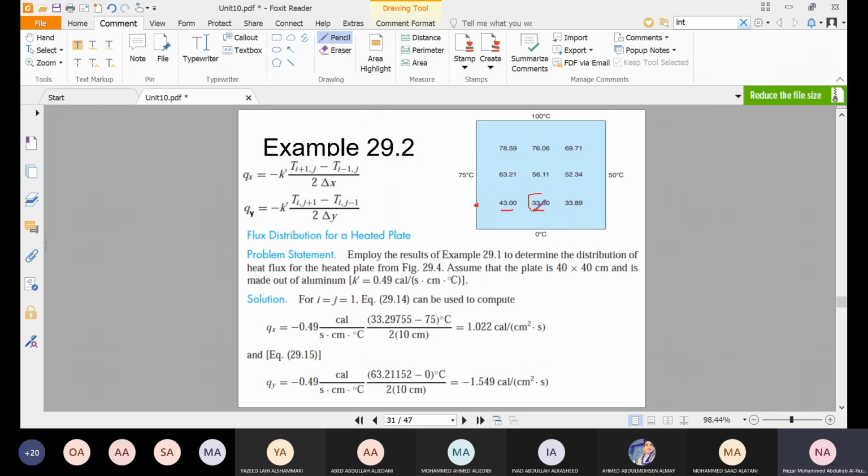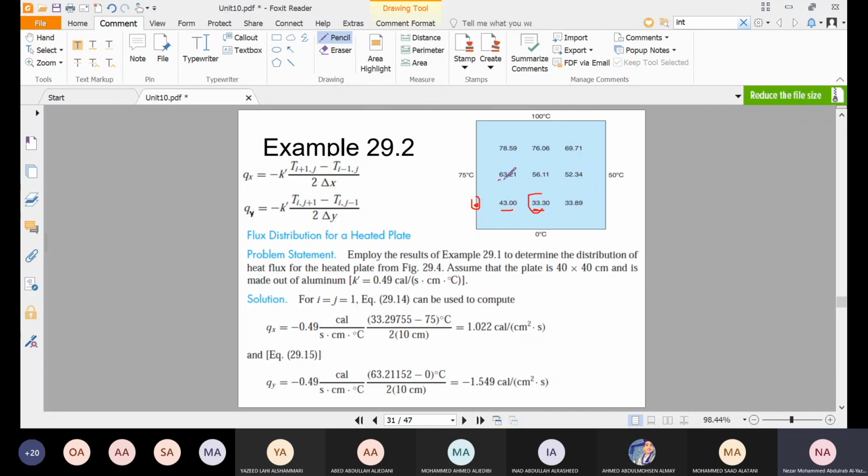So we have the value here, and this is the value. So we have 33.3 minus 75, this is constant here, 75 over 2h. H is 2 centimeter or 10 centimeter. After that, we compute it in the y-axis.